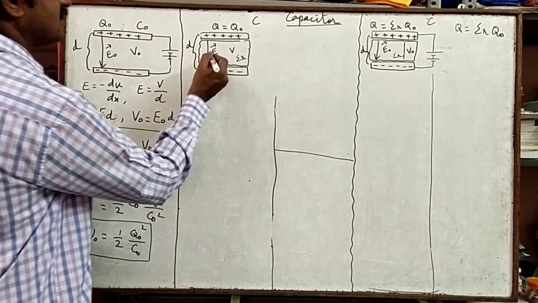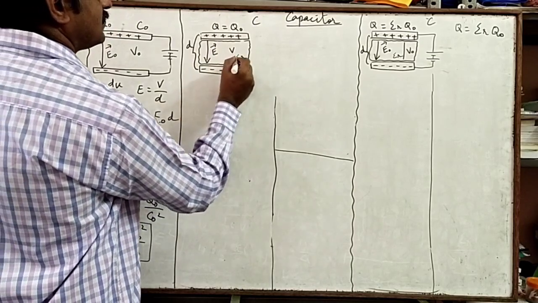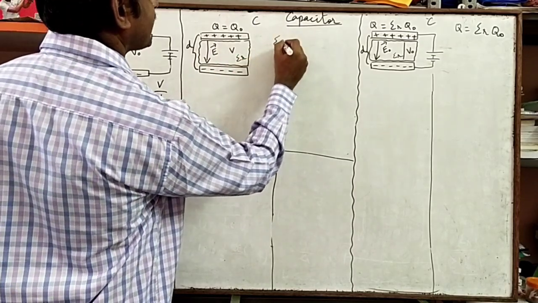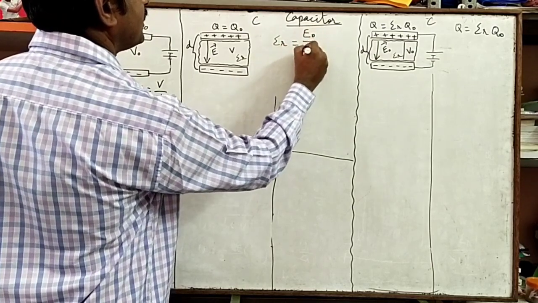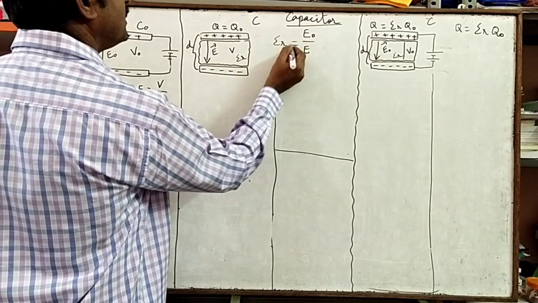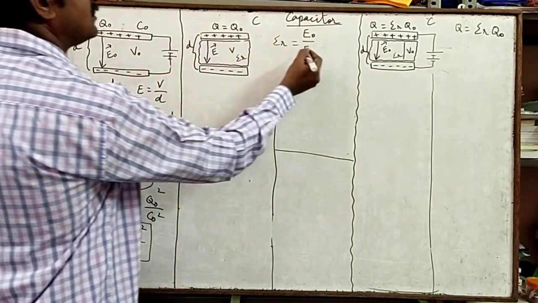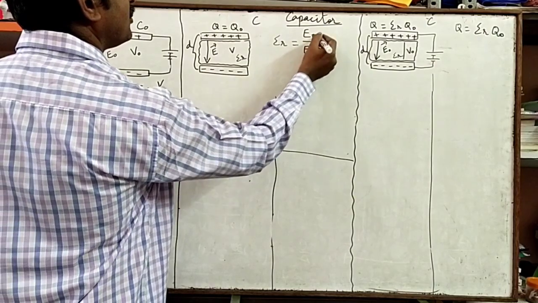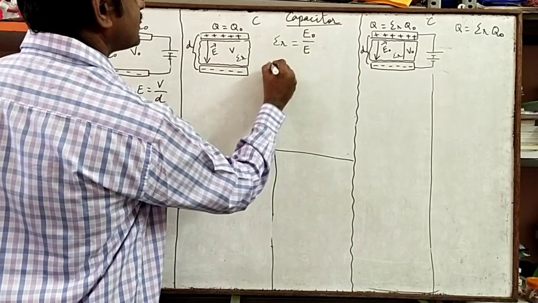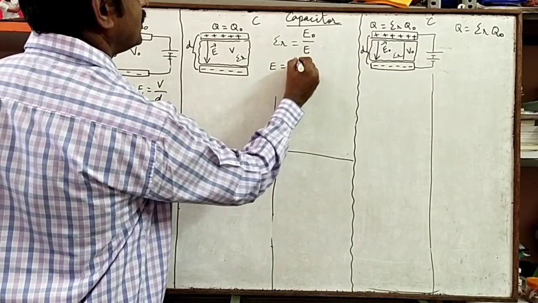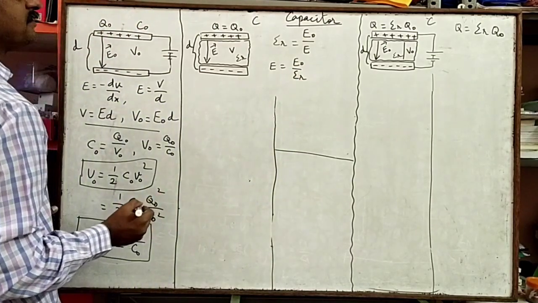Now the electric field is E, now potential is V. The epsilon R can be written like this. Epsilon R will be equal to E naught divided by E. Relative permittivity is a ratio between the previous electric field by present electric field. Epsilon R equal to E naught by E. From this we can write E is equal to E naught divided by epsilon R.